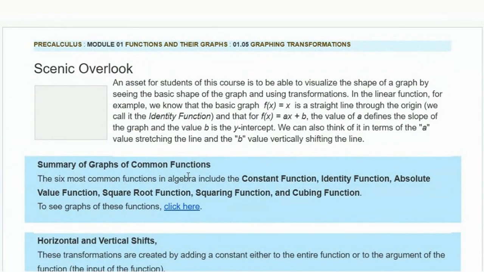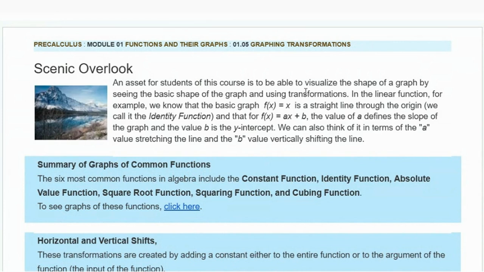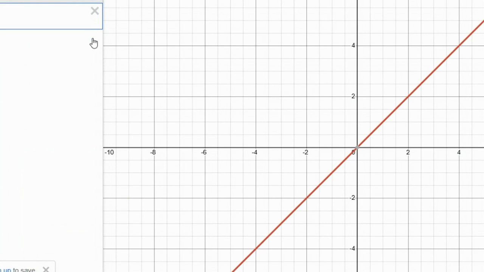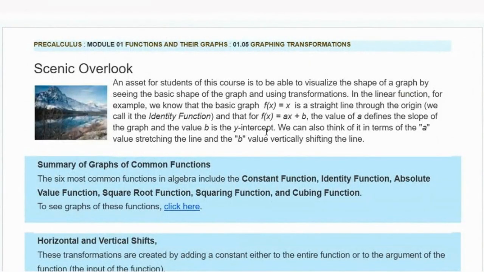Scenic overlook. An asset for students of this course is being able to visualize the shape of a graph by seeing its basic shape and using transformations. Like in the linear function, we know the basic graph, f of x equals x, is a straight line through the origin. So we can throw that on there. That is the most basic linear graph, right? And for ax plus b, that defines the slope and the y-intercept.